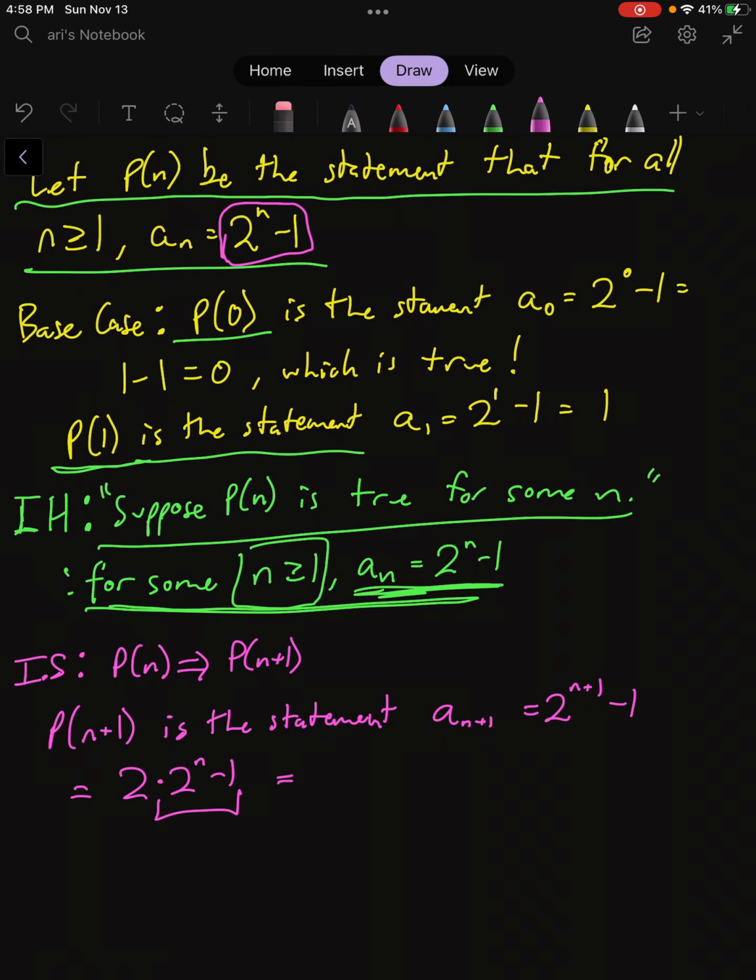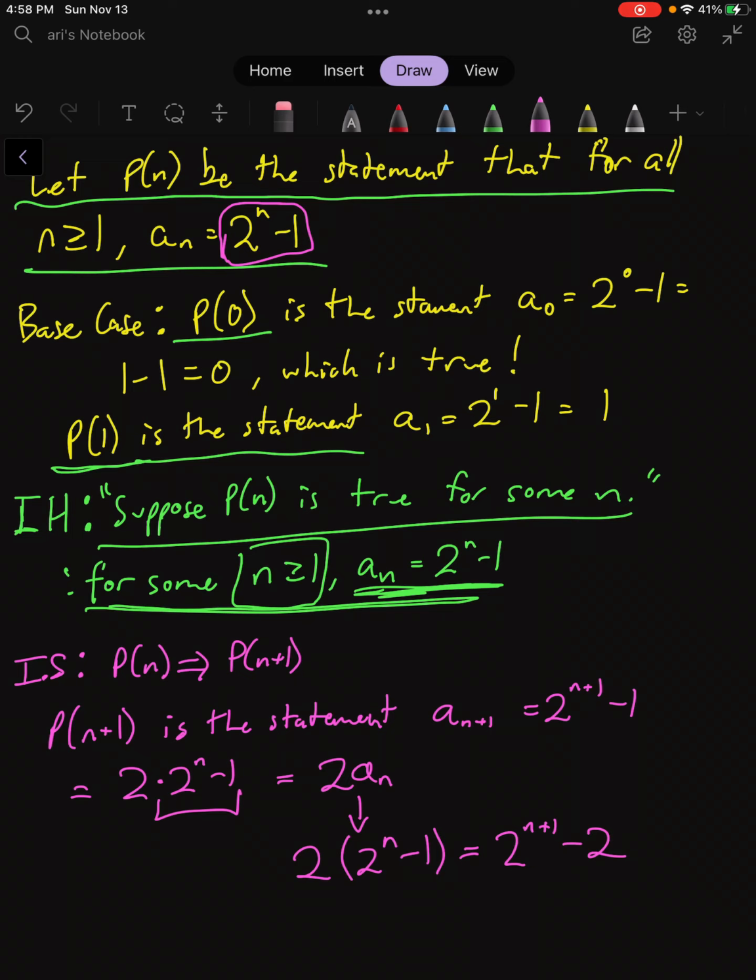So we could say that this is also equal to 2 times a of n. 2 times a of n would equal 2 times 2 to the n minus 1, which equals 2 to the n plus 1 minus 2.